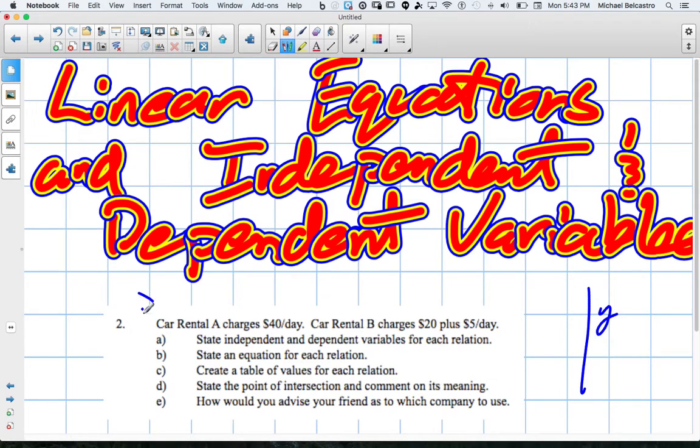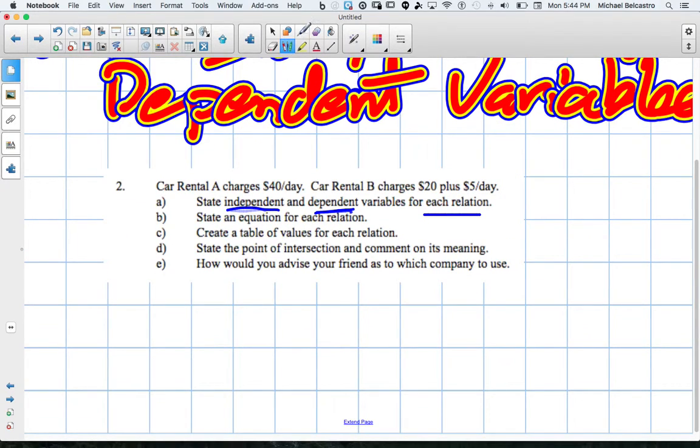But let's read this question. Car rental A, what a great name for a company. Car rental A charges $40 a day. Car rental B charges $20 plus $5 a day. So the very first one: state independent and dependent variables for each relation. They actually both have the exact same independent and dependent variable. So what we're referring to is the overview of the variables that are involved.